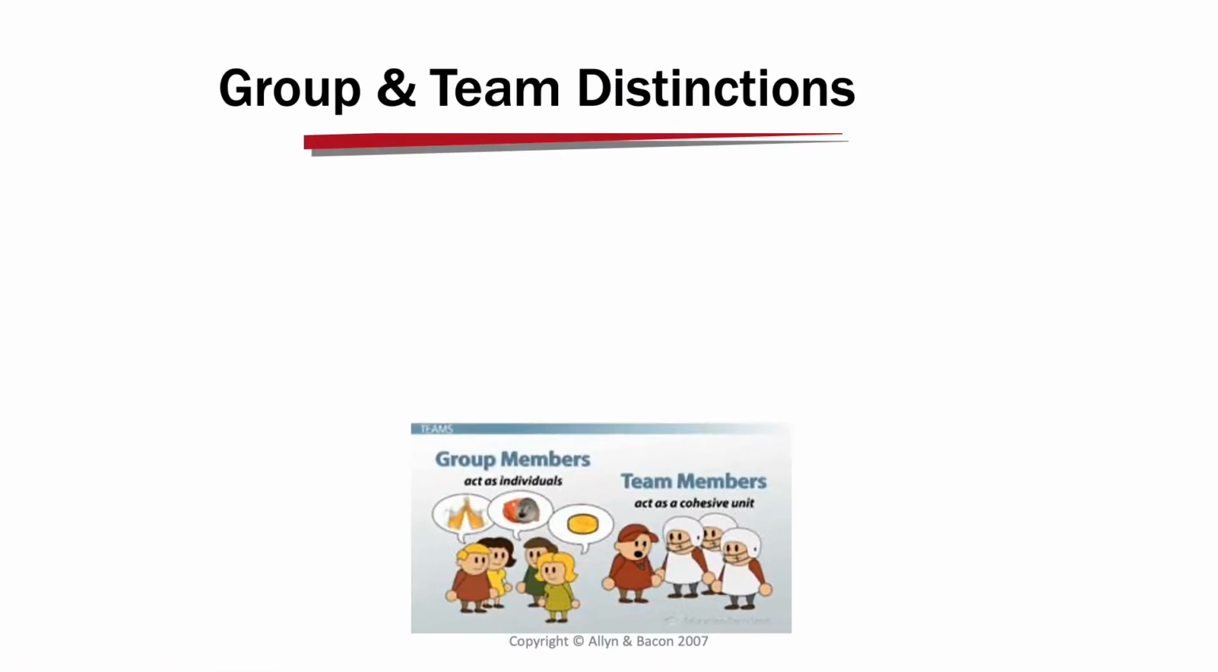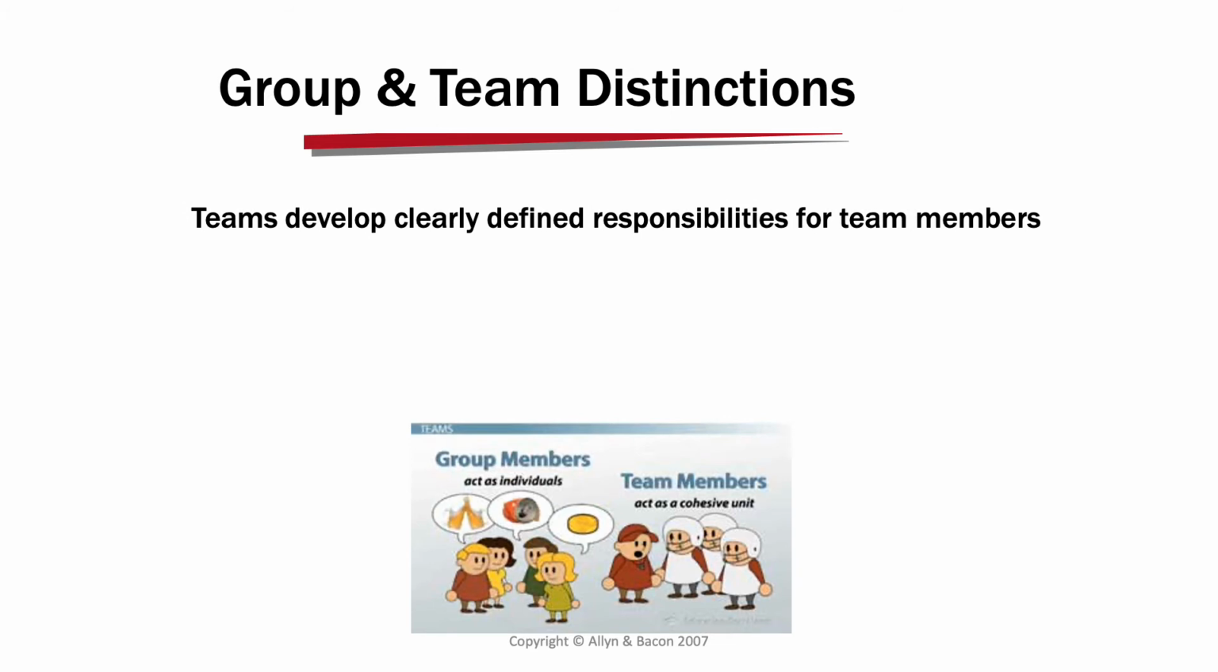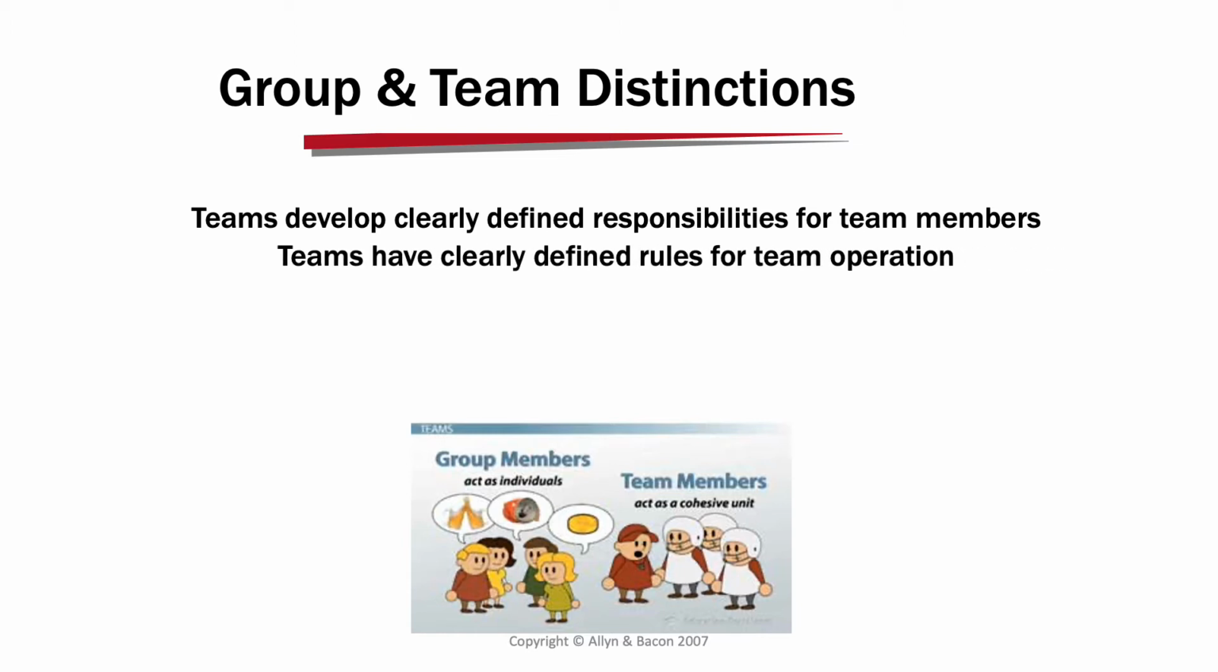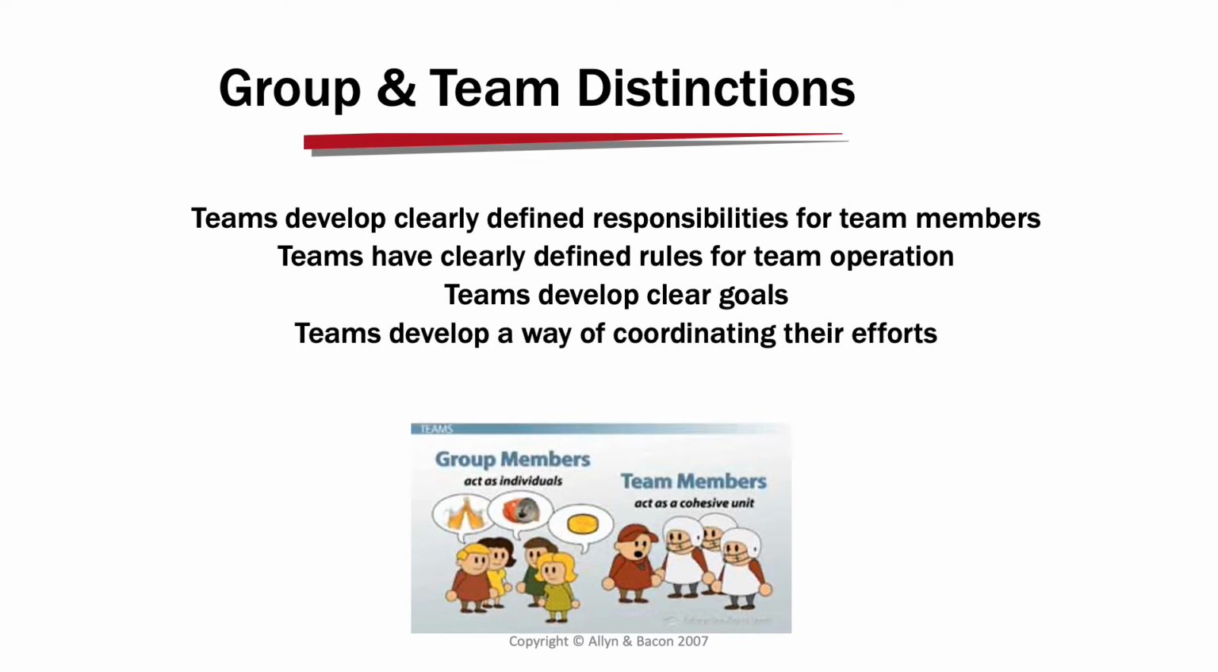There are a few distinctions between groups and teams. Teams develop clearly defined responsibilities for the team members. There are clearly defined rules for how a team operates, and teams also develop clear goals. Teams also are very strategic and figure out a way to coordinate their efforts.